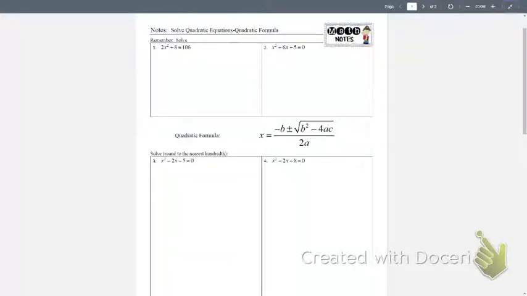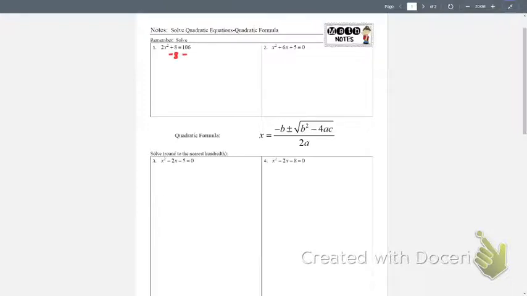Today we're going to solve quadratic equations by using a quadratic formula. Remember, we've already solved quadratic equations using two other ways. One way was the square root method, which is like example 1. We use this one when there is no x term.